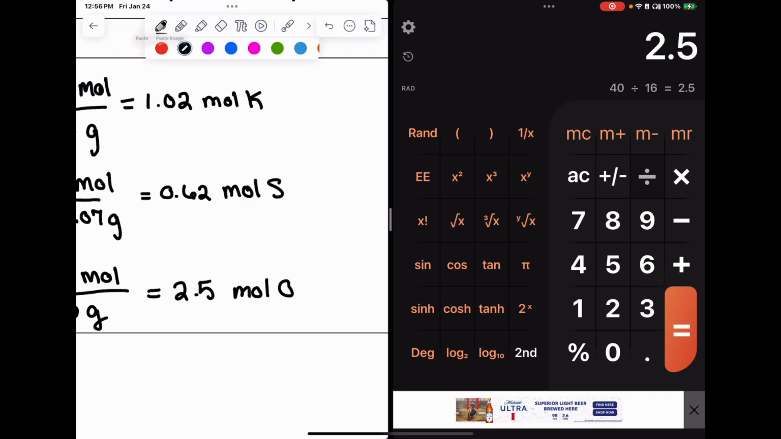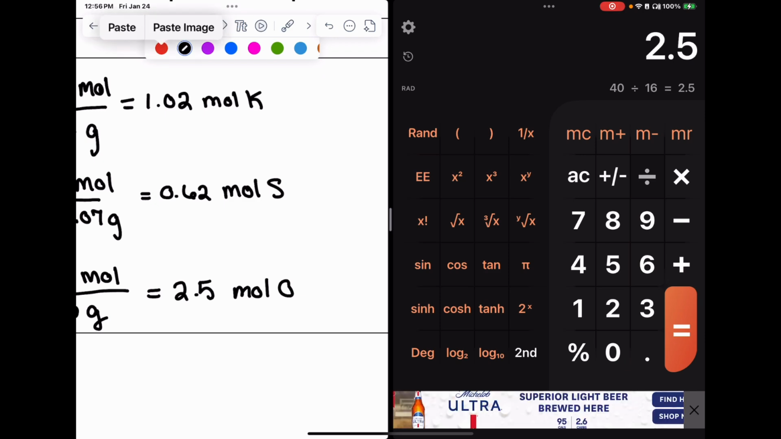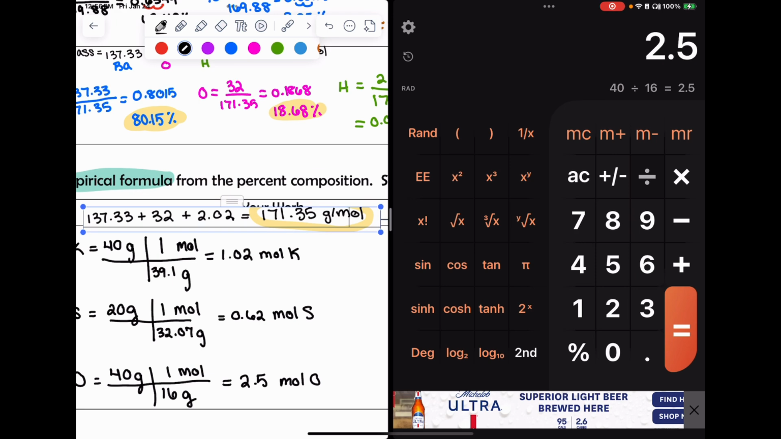So I'm going to divide every single one of these by 0.62.